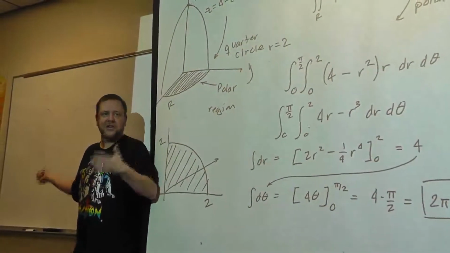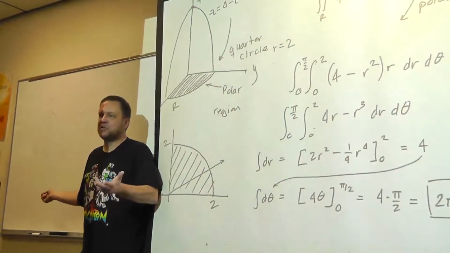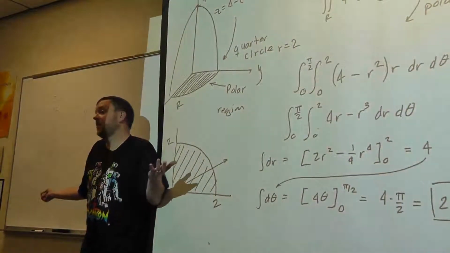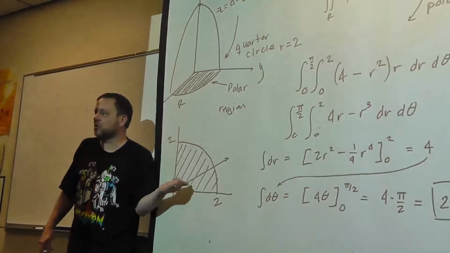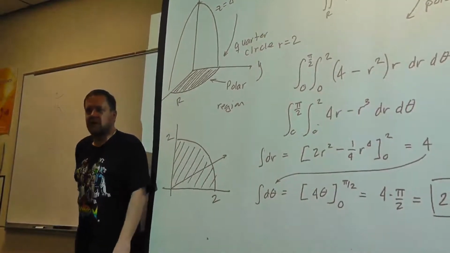So once you've got your shell method volume or your disk method volume here, what should you do to your answer? Divide by 4. Divide by 4. And then that restricts it to the first octant portion that we saw right here. Okay.